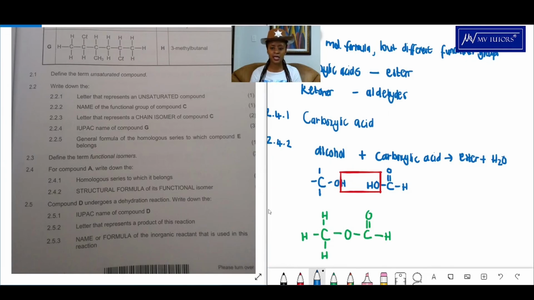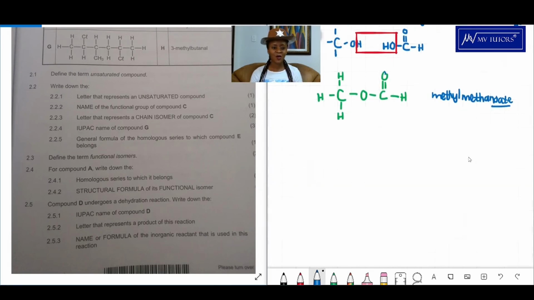And if they wanted the name for it, it would be methyl methanoate. You start with the alcohol, methyl, then methanoate. That would be your ester. It always ends with the -oate. Okay, we are almost there, guys. So 2.5.1.